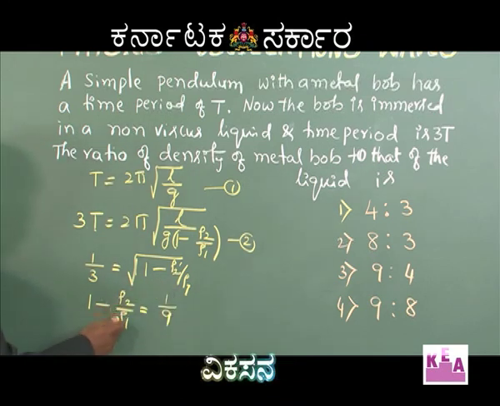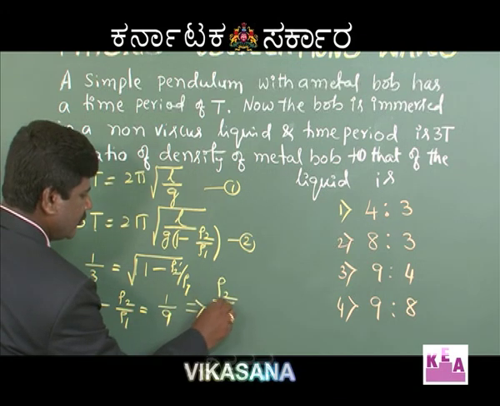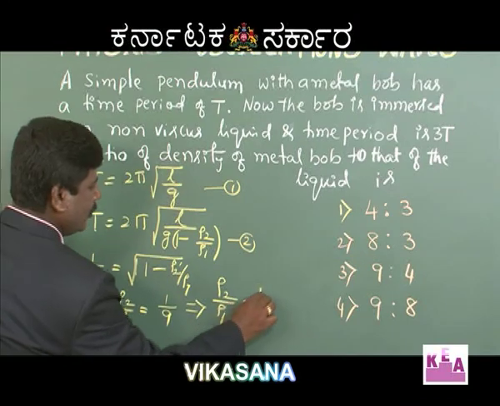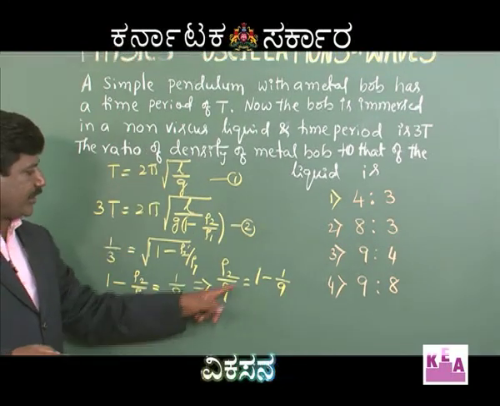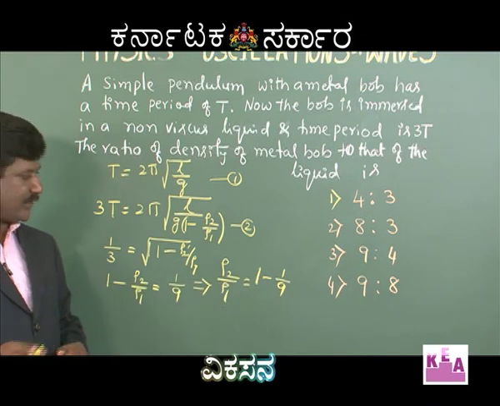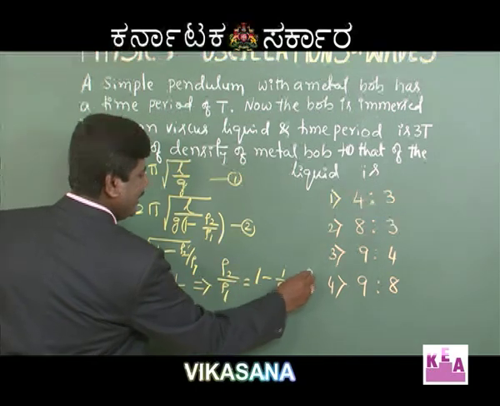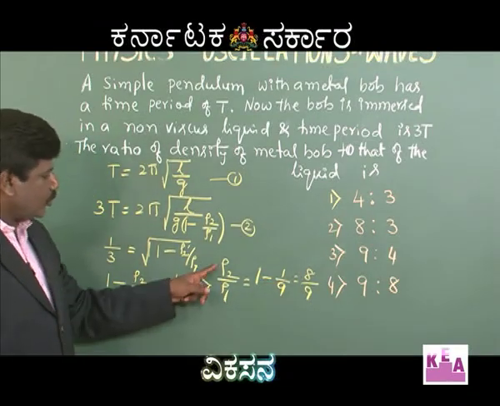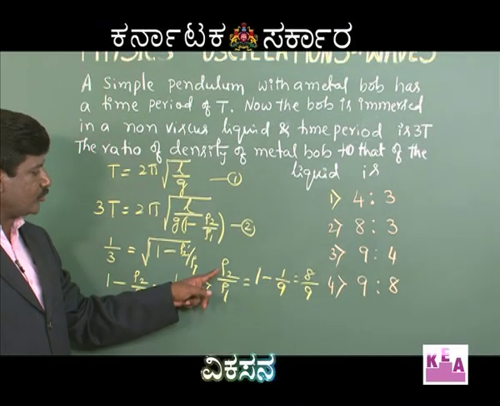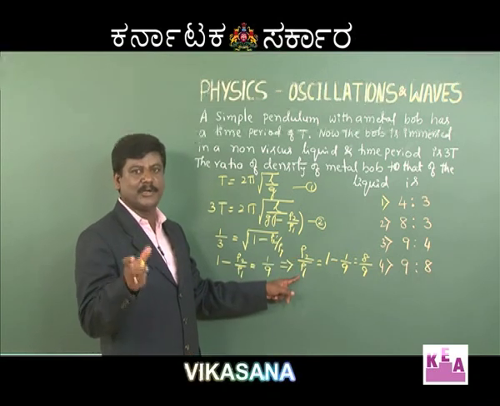So rho 2 divided by rho 1 is equal to 1 minus 1 divided by 9. What is 1 minus 1 by 9? That is equal to 9 minus 1, that is 8 over 9. So 8 by 9 is rho 2 divided by rho 1. What is rho 2? Density of the liquid. Rho 1 is the density of the metal bob.